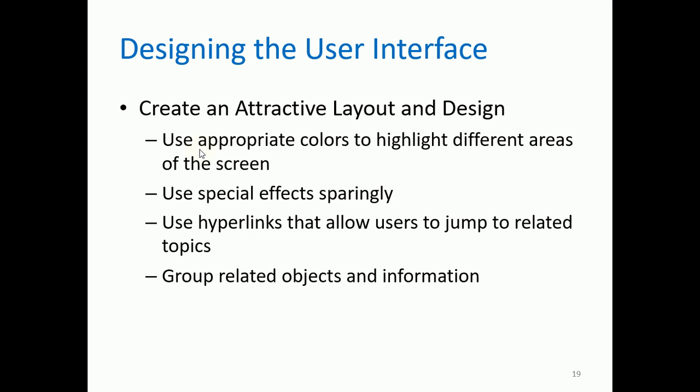And then use special effects sparingly. Okay, not just because you are fond of these special effects, you're going to use them in the information system. No. Use it if it is applicable. And the next is use hyperlinks that allow users to jump to related topics. And then group related objects and information. As I've said with the menu for Microsoft applications, their Office suite, we have the file, edit, insert, they're the common ones. So you have to group them and categorize them.